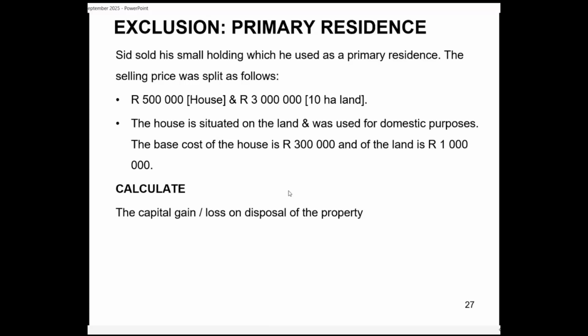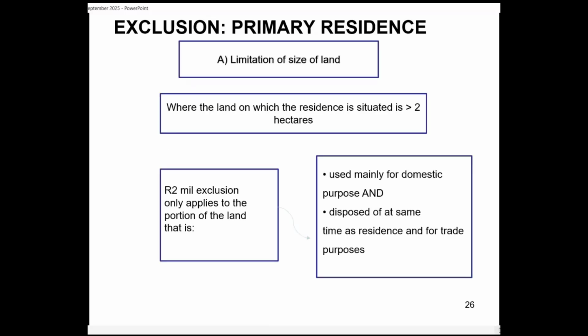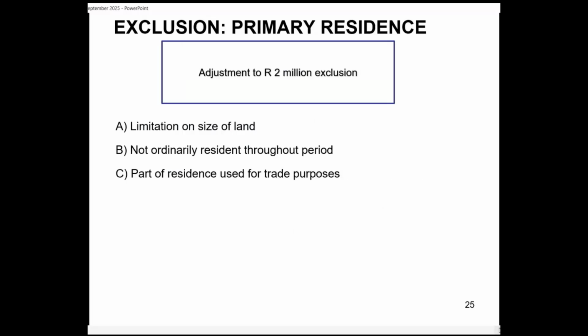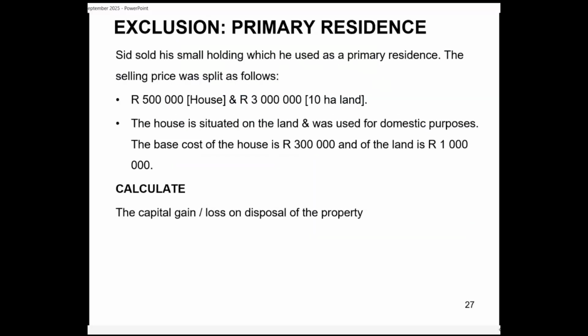When you do this question, you must remember the adjustment and also the limitation. When you calculate the capital gain, the limitation of 2 million, how to apply the limitation. So please do this and then we'll discuss it. Anyone who wants to try the answer?